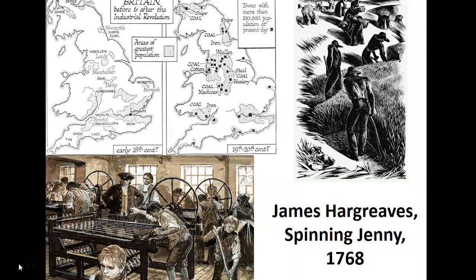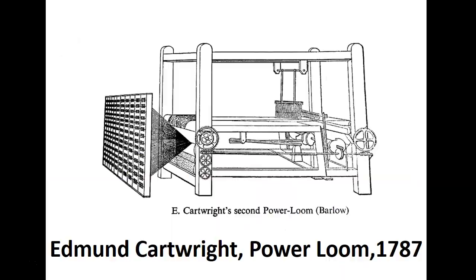James Hargreaves' invention of the spinning jenny in 1768 had revolutionary implications, particularly when it was eventually accompanied by Edmund Cartwright's power loom. The power loom, which was connected ultimately to a water wheel, invented in 1787, did for weaving of cloth what the spinning jenny had done for the spinning of thread and yarn.